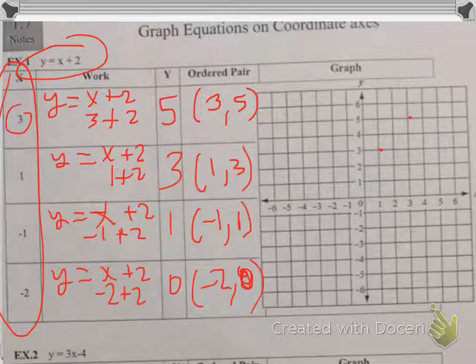See if I can get that back. Here it is. So negative 1, 1 means I go over to negative 1 and up 1. So I'm right here. And then I'm over negative 2 and up at 0, which is right there. My line goes through those ordered pairs. And I can tell that that's a line.